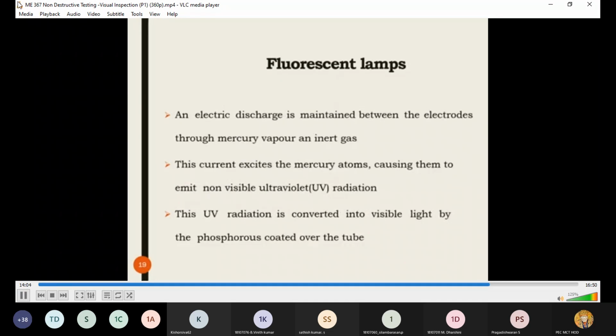Now, how does the fluorescent lamp work? An electrical discharge is maintained between the electrodes through mercury vapor in an inert gas. This discharge will excite the mercury atoms, causing them to emit non-visible UV radiation. This UV radiation is converted into visible light using the phosphor. The function of the phosphor is to convert the UV radiation that is emitted into visible light.